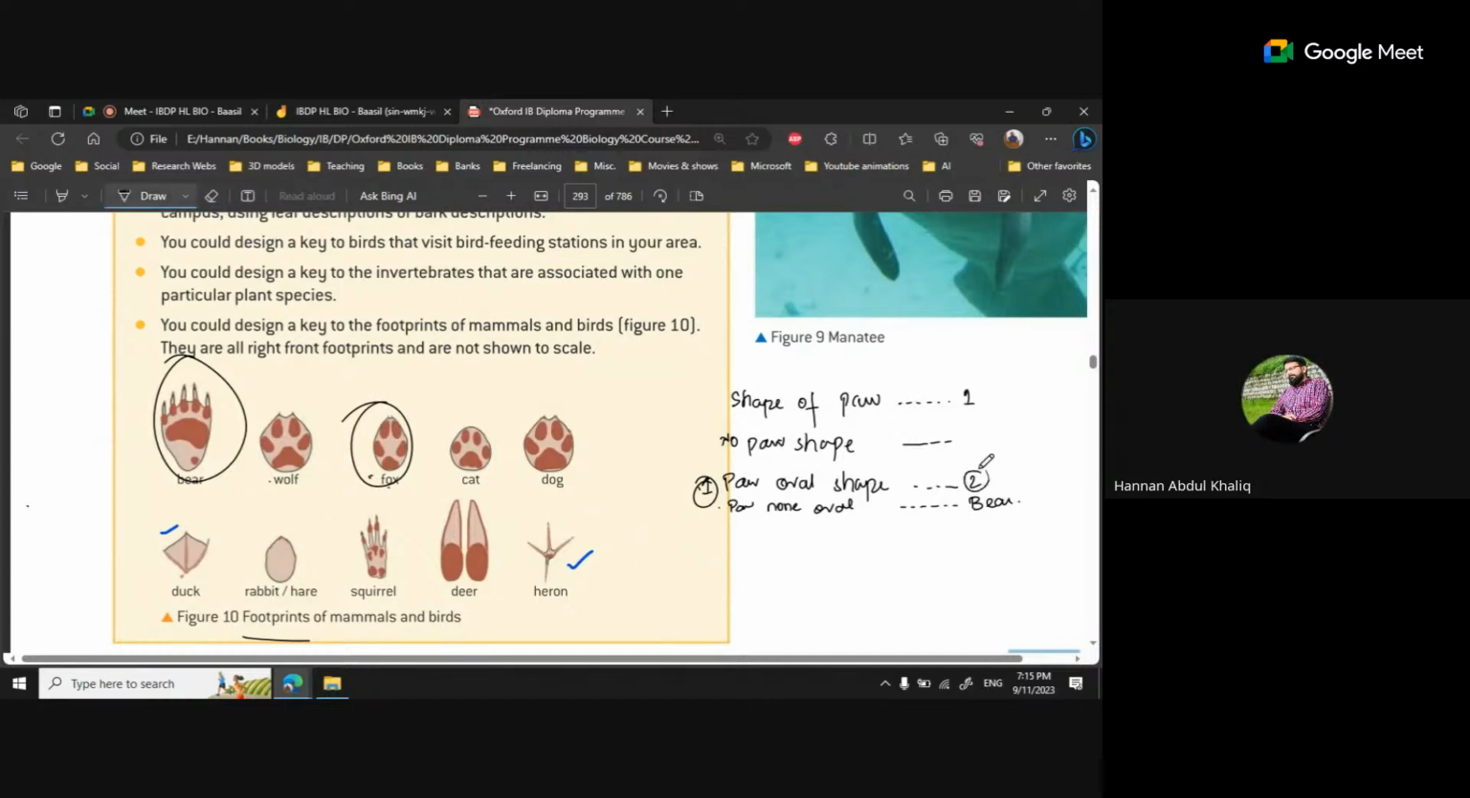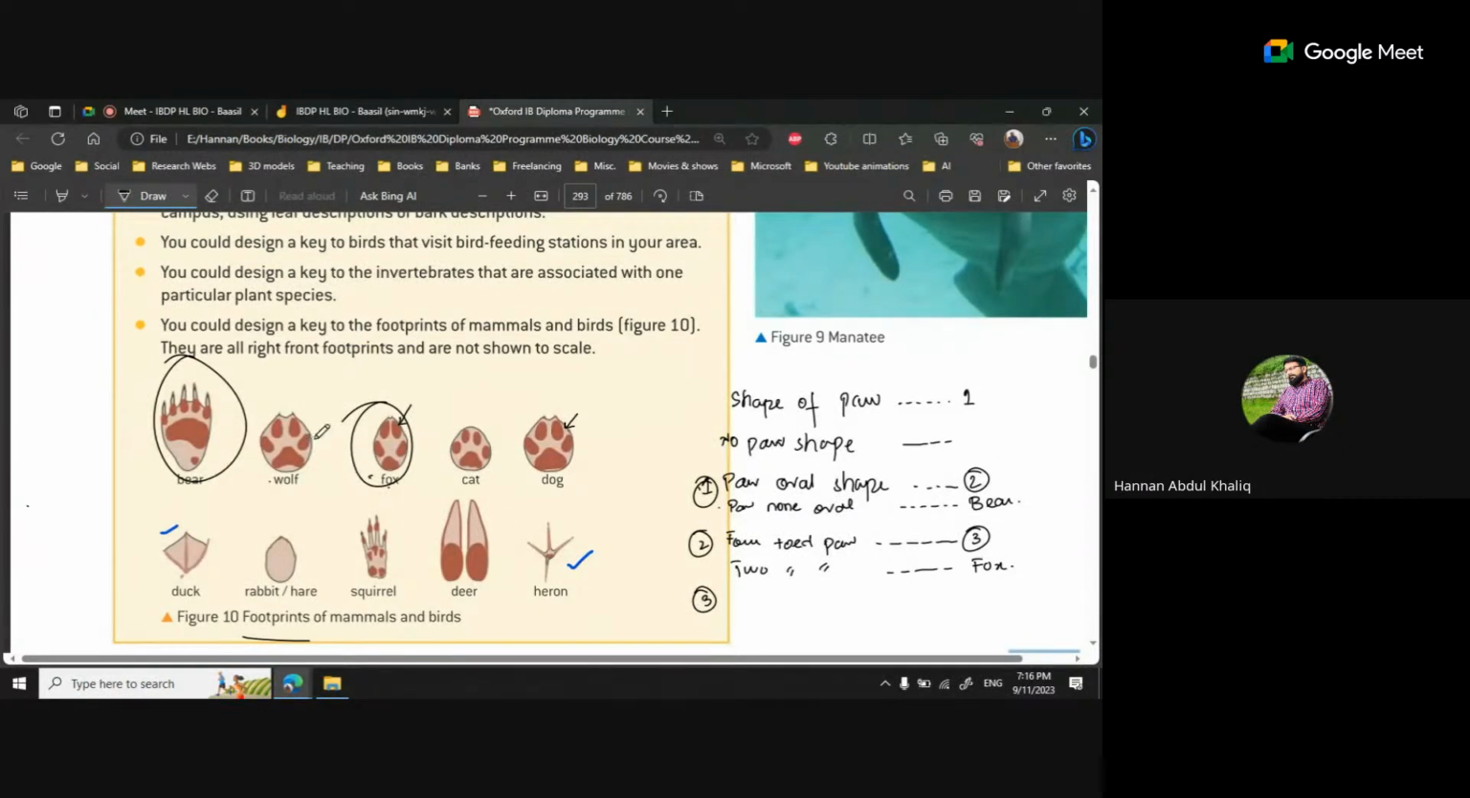Let's move to two. What would be the second feature? Paw having four toes, four-toed paw. If it is a four-toed paw, then we would move to 3. And if it is a two-toed paw, then it would be fox. Got that? Yes. Let's move to the third one.